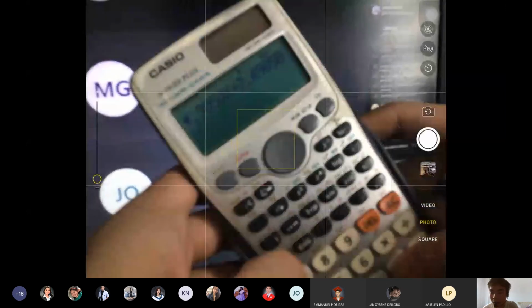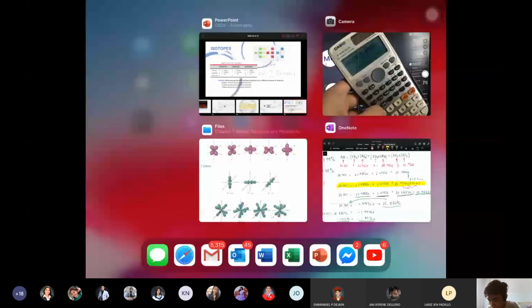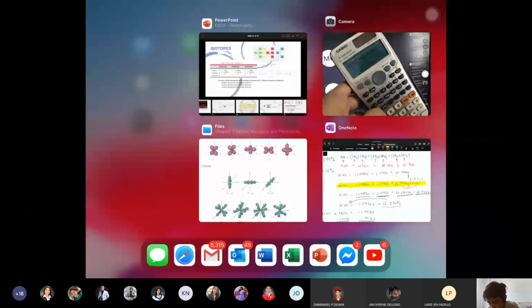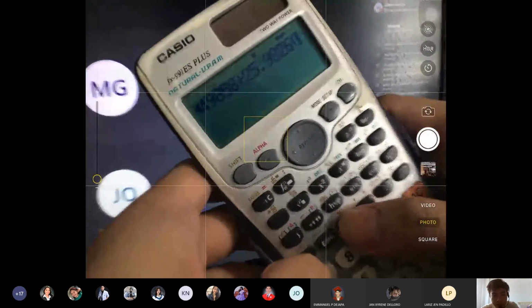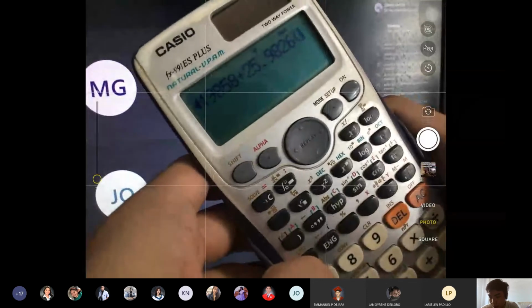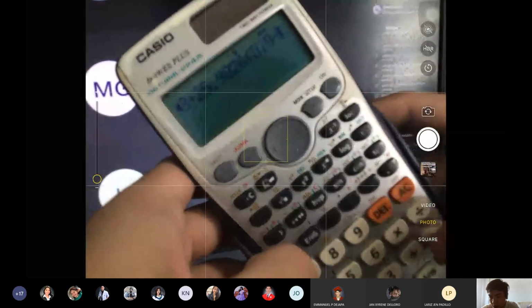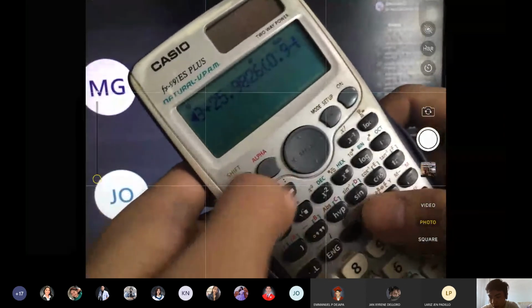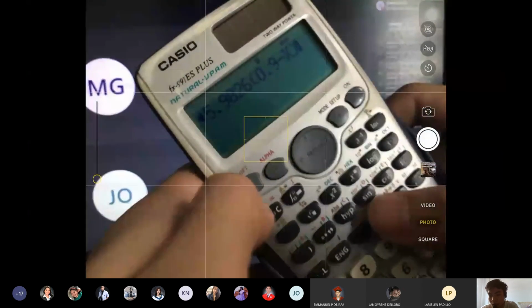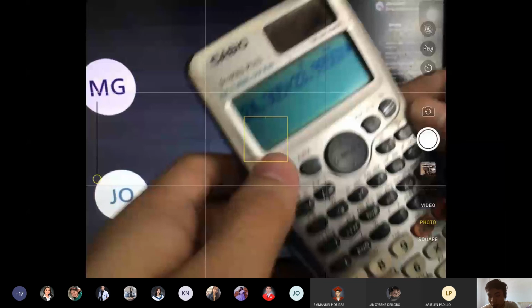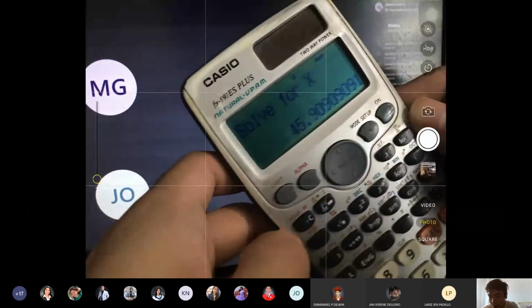Plus, okay, so last term tayo, 25.9826. 25.9826 times 0.9 minus x, alpha x, close. Okay. So once you're able to type that in your calculator, ano ginagawa? Shift, solve. Solve for x.